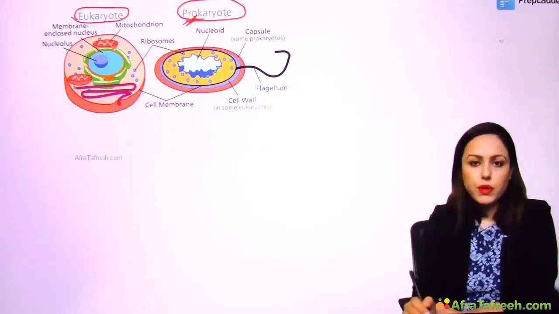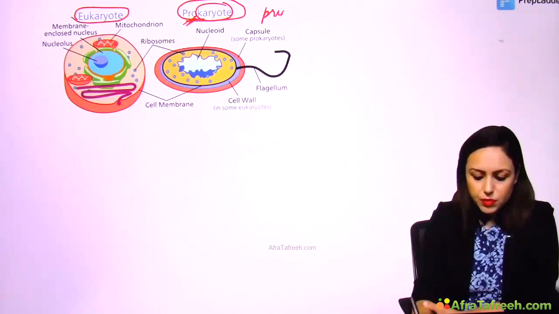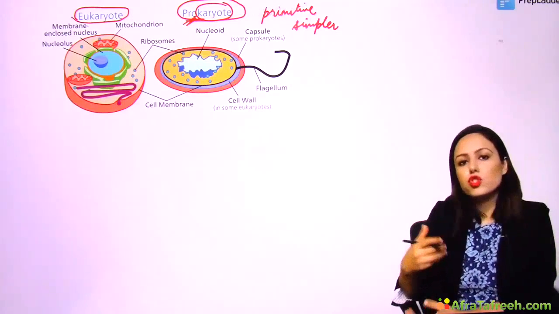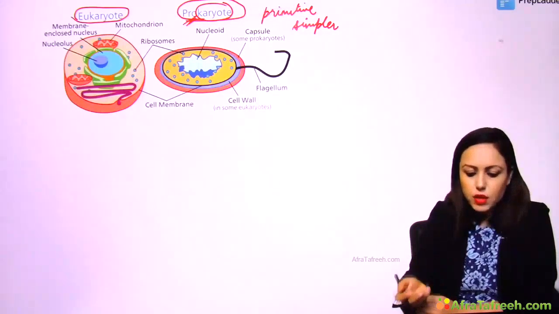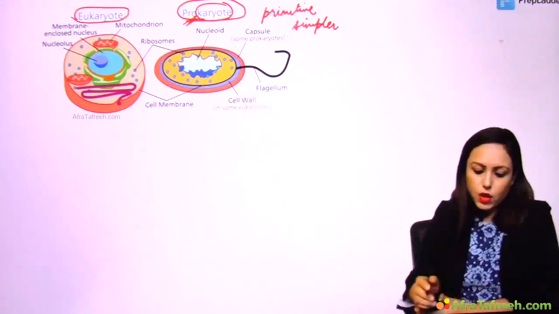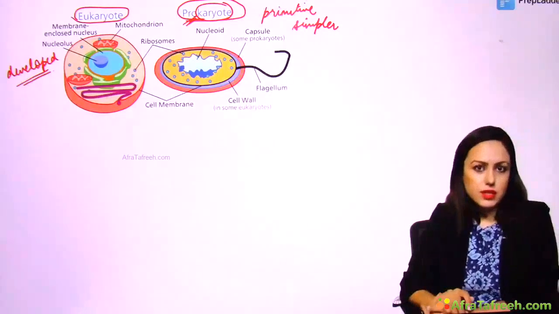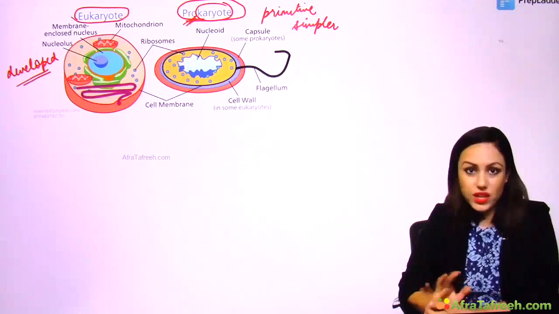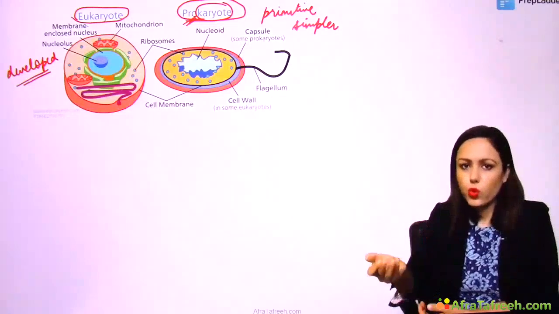Pro means primitive or before. Karyo means nucleus. So this is a primitive and simpler cell which was existing before the formation of nucleus, right? Because there is no proper nucleus in this prokaryotic cell. On the other hand, eukaryotic cell is a well developed cell with all the organelles which are membrane bound organelles, and there are no organelles in prokaryote, right?